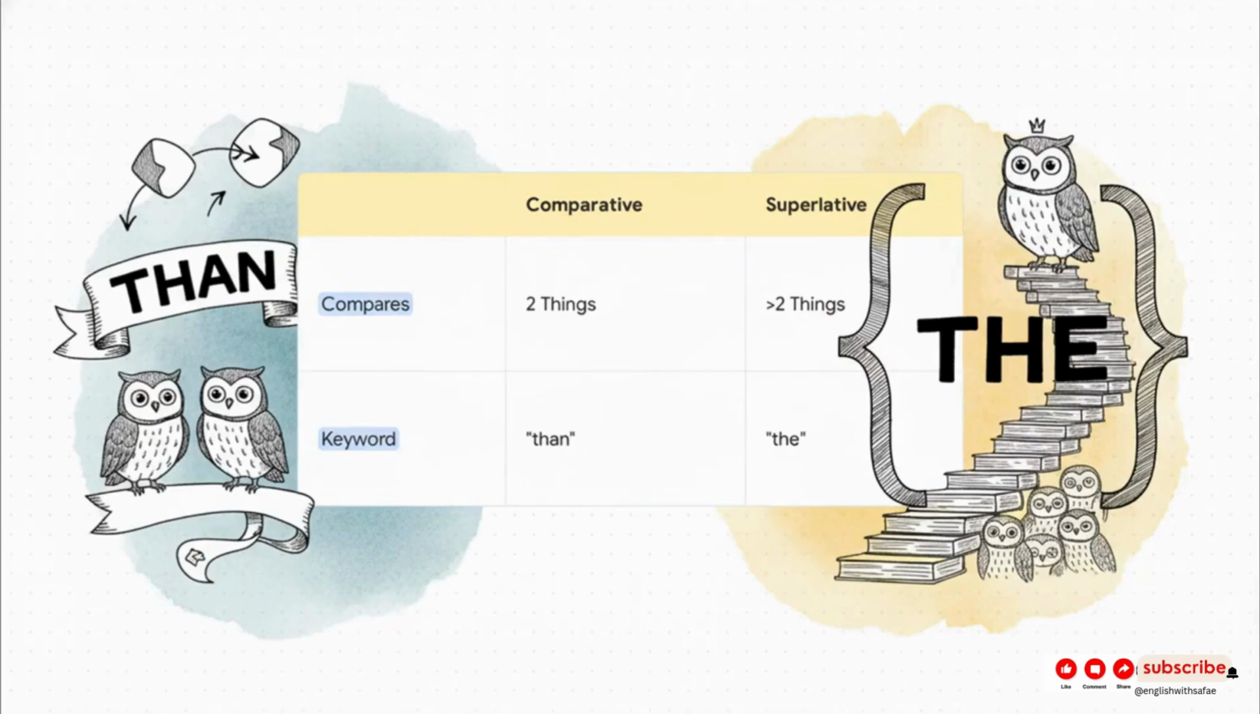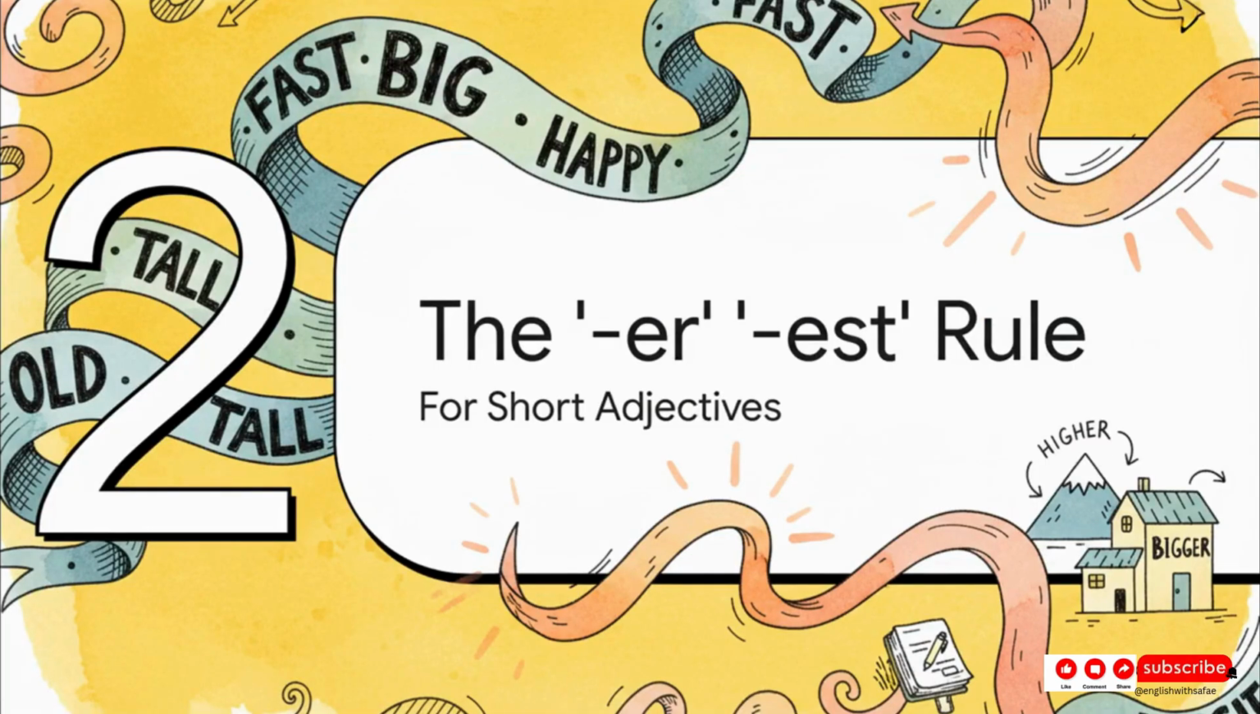And here is a fantastic little trick for you. This slide shows two little keywords that are basically giant signals. If you see the word than, you're almost definitely looking at a comparative, like Amy is smarter than Betty. But if you see the word the right before your adjective, that's a dead giveaway for a superlative. Tom is the oldest in town. So keep an eye out for those little words. They help a lot.